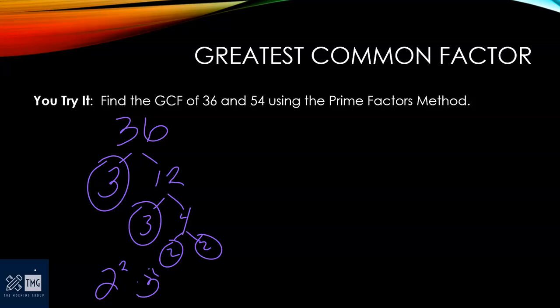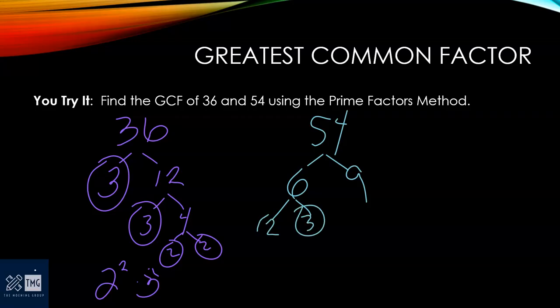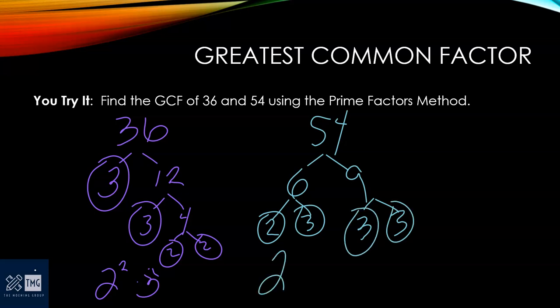Over to 54. 54 I can break down to be 6 times 9. 6 is 2 times 3, both prime. 9 is 3 times 3, both prime. So I have 2 times 3 to the 3rd power.